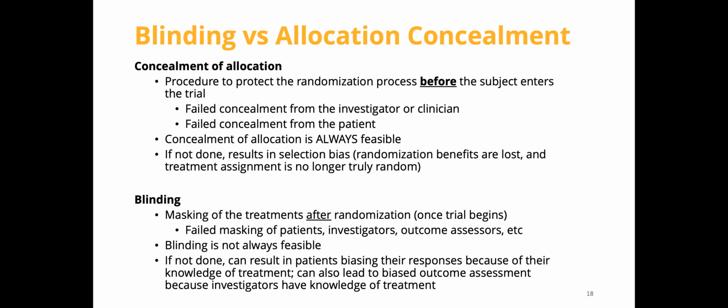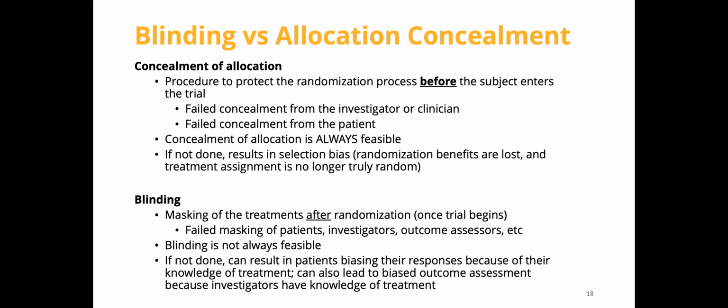And if allocation concealment is not done, this can result in selection bias, which means that randomization benefits are lost and treatment assignment is no longer random. And we might have differences in patient characteristics between the intervention and control group, which makes it so that they're not comparable.